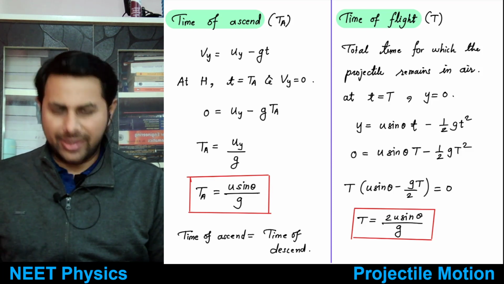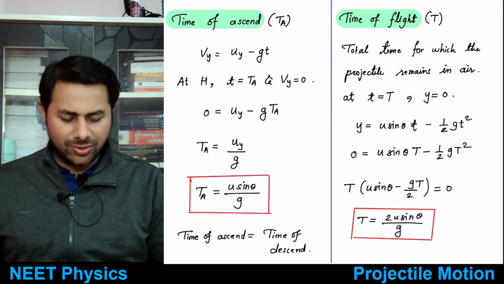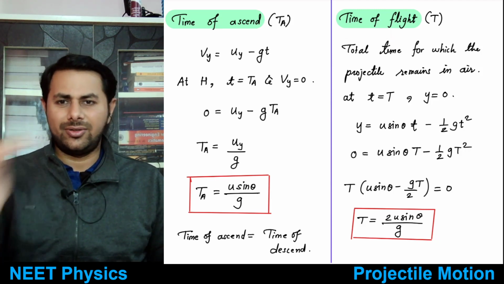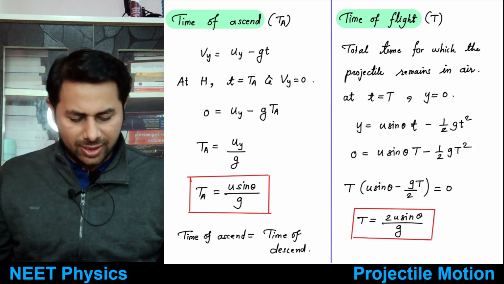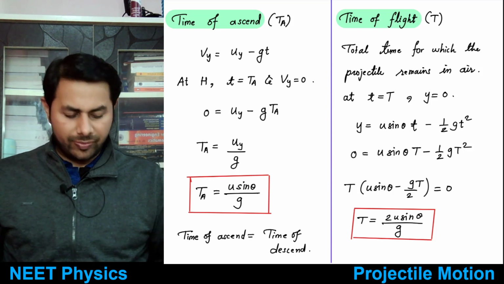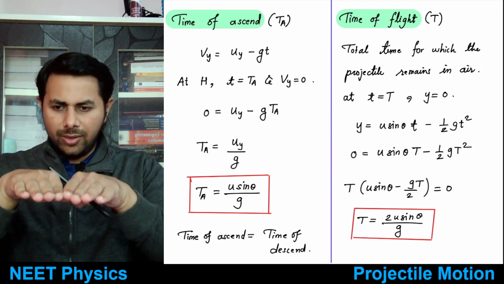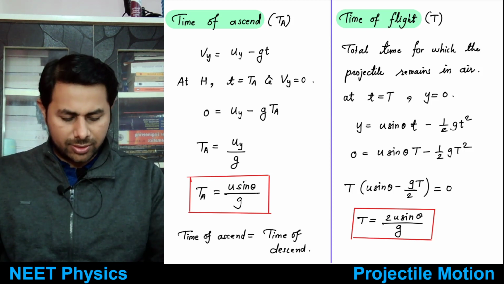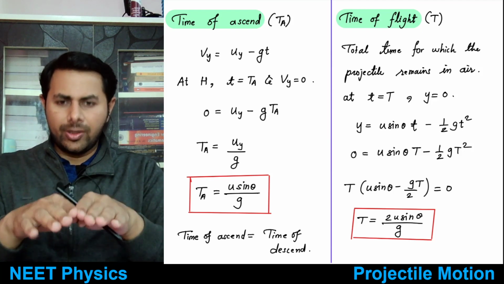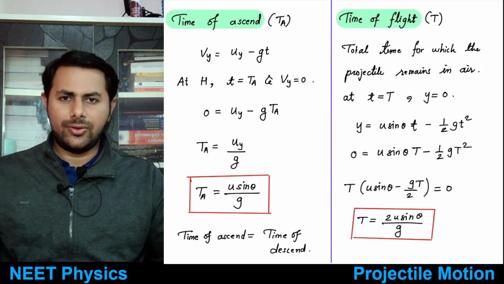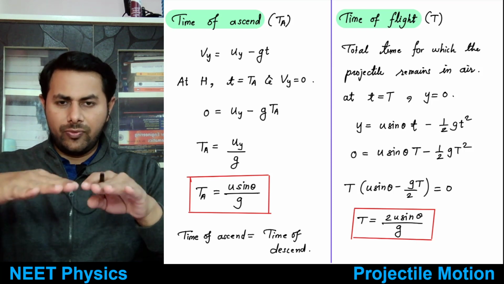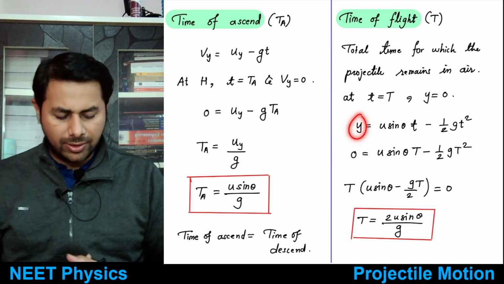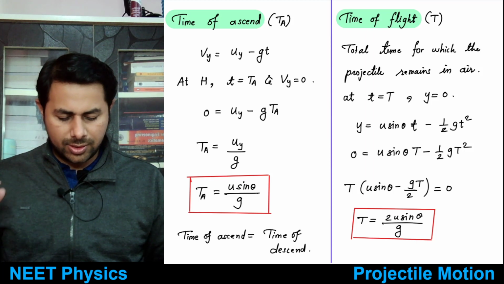All right. Next, let's find out time of flight. So what is time of flight? The maximum time for which the projectile is in flight. It's flying, that is known as time of flight. So how do we find that? Now see, if we are talking about the projectile motion where the ground is leveled, the floor is leveled, then what will happen to the y coordinate?